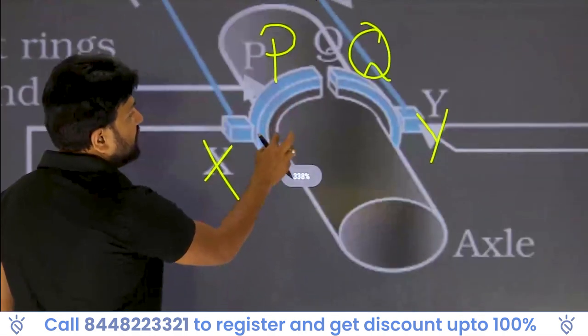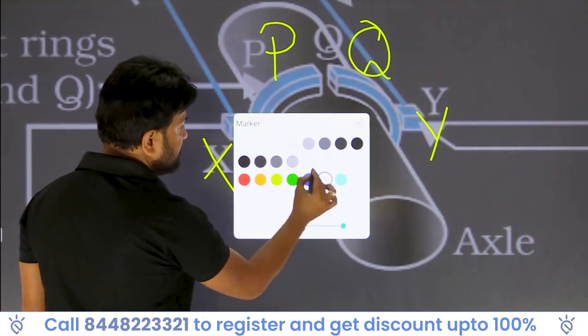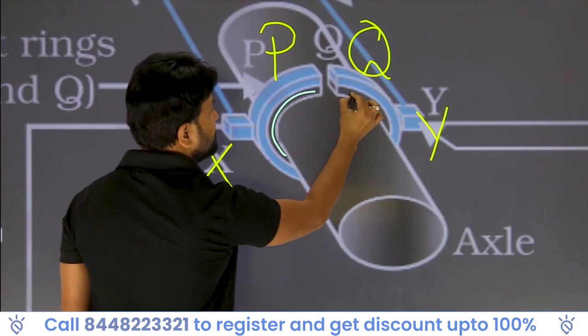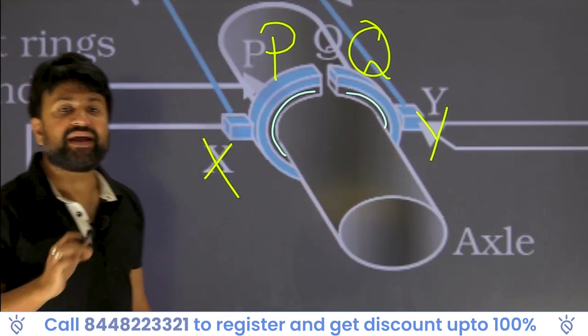Let me show you the inner side of this half. This is the inner side of the half. It is insulated and attached to an axle.